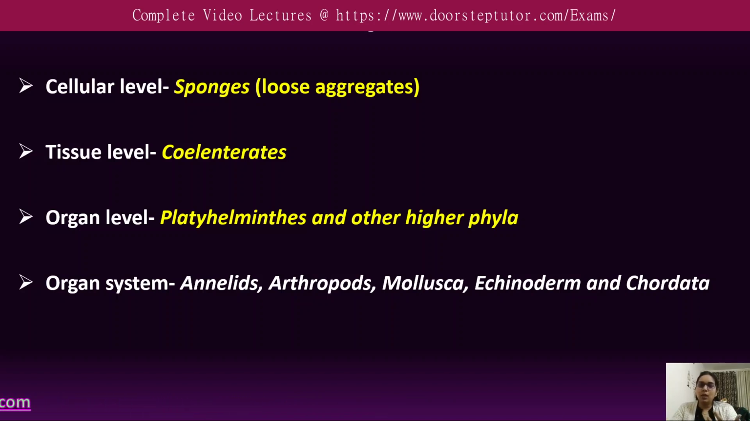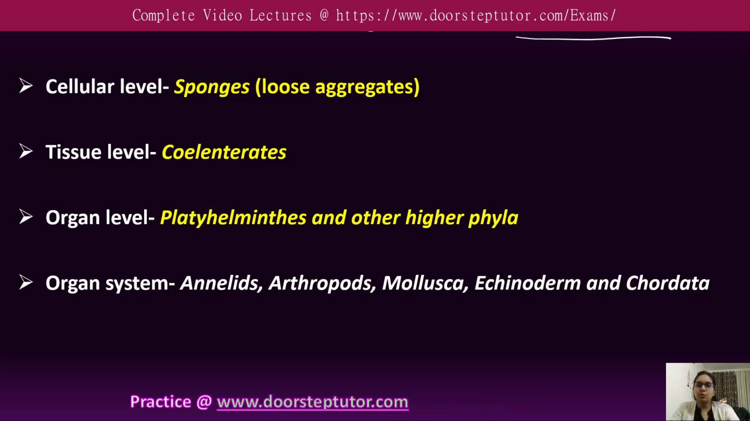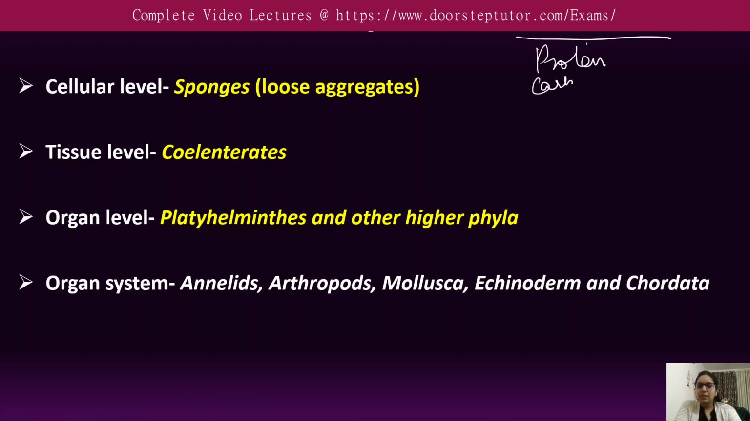The first one is the basic one, that is the molecular level. Though it is not included, it is there. The molecular level means that at the smallest level, animals are composed of molecules. Obviously, everything is made up of molecules. So animals are composed of molecules such as protein, carbohydrate, nucleic acid. These molecules form the basis of the cellular structure and function.